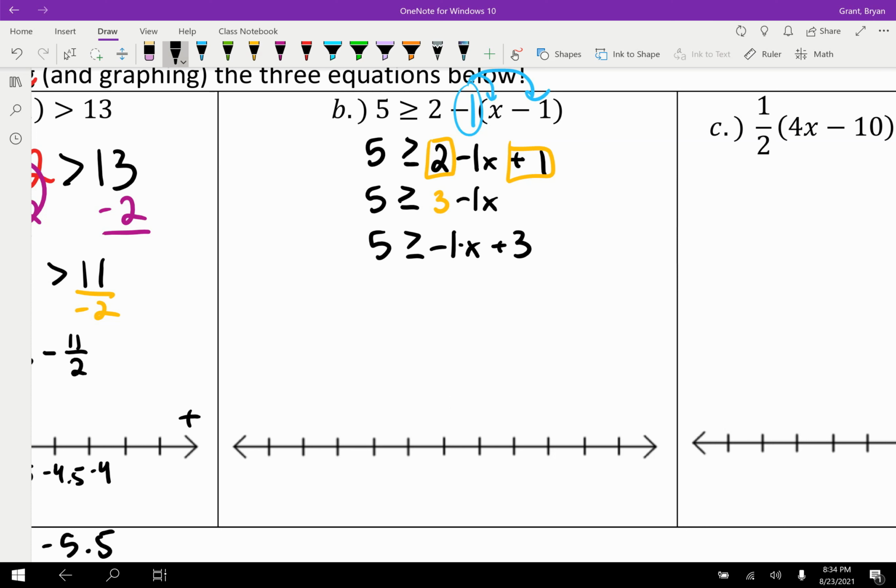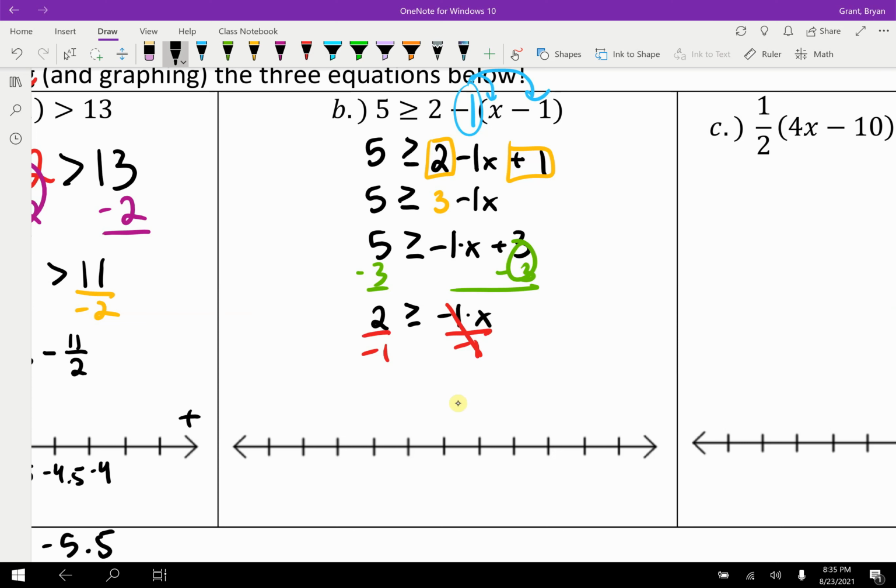I find students do better this way because now they can see that we need to undo adding 3. Sometimes they think this means negative 3 up here. We'll undo adding 3 to each side. This leaves us with 2 is greater than or equal to negative 1 times x. Because the negative 1 is multiplying, we should probably undo that on each side.